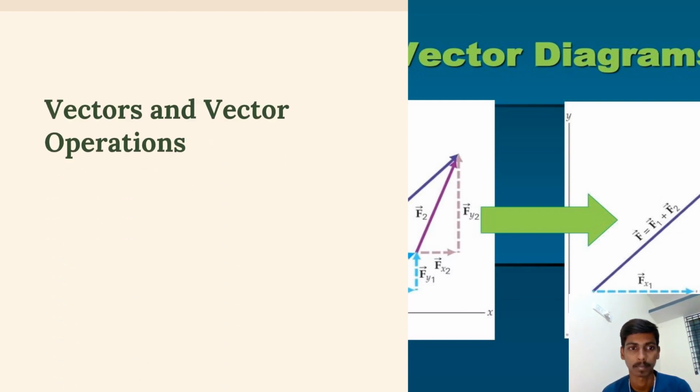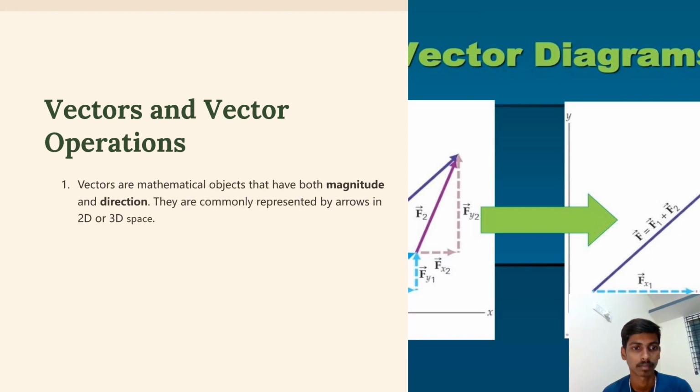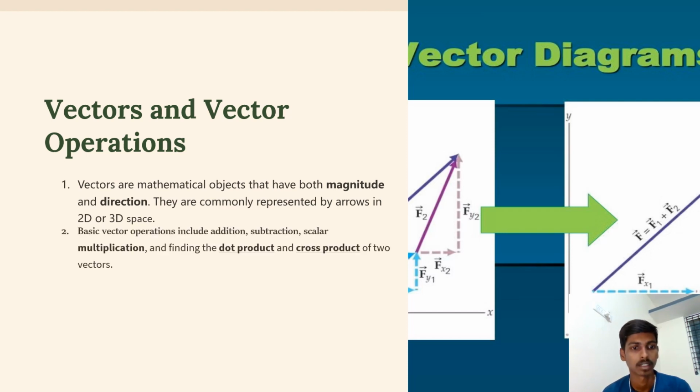Vector diagram. Vectors and vector operations. Vectors are mathematical objects that have both magnitude and direction. They are commonly represented by arrows in 2D or 3D space. Basic vector operations include addition, subtraction, scalar multiplication, and finding the dot product and cross product of two vectors.